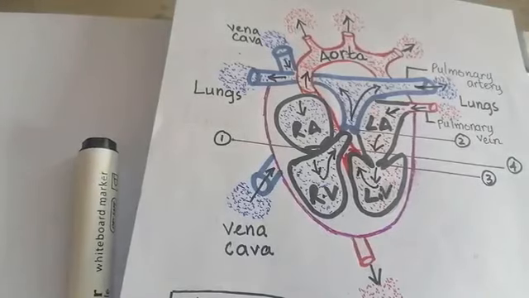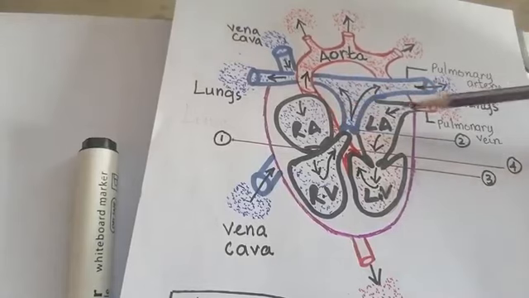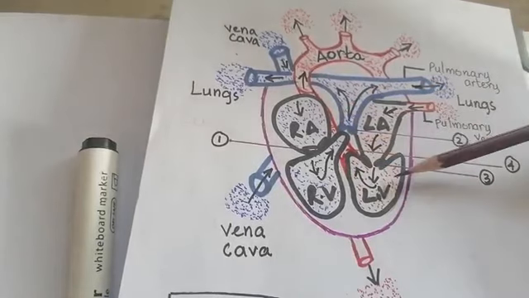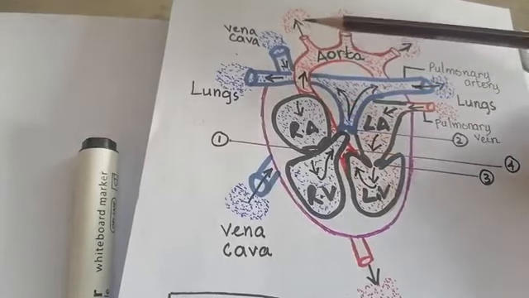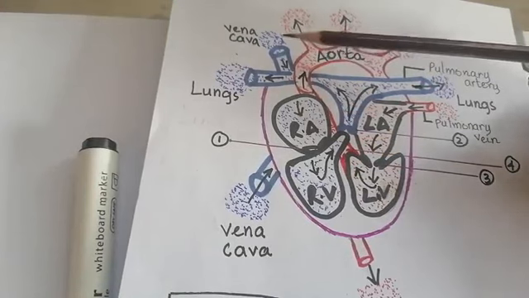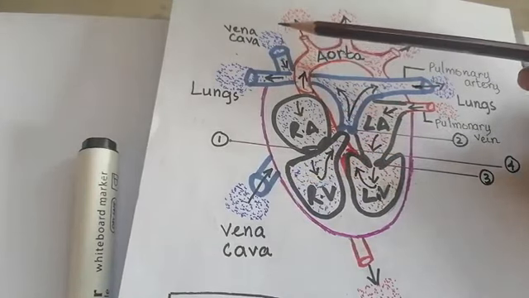Let's talk biology. Today I am telling you how blood flows through the heart. As you can see, there is a diagram. Our heart has 4 chambers: right atrium, right ventricle, left atrium, and left ventricle. Our heart receives blood from the body, which is deoxygenated.